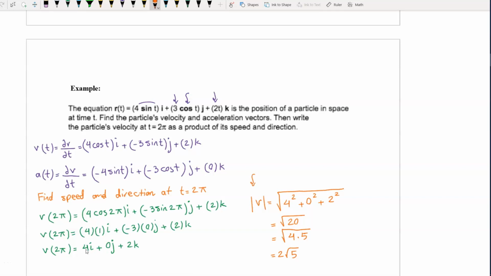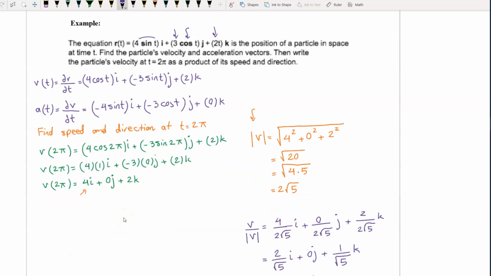It is the absolute value of v. It is equal to the square root of, based on what we have here, 4 squared plus 0 squared plus 2 squared. This is equal to the square root of 20, which is equal to the square root of 4 times 5. Simplifying, this is equal to 2 times the square root of 5.